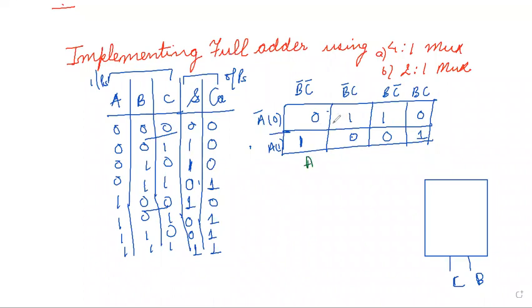In the second case, when A is 0, output sum is 1. And when A is 1, output is 0. So I put A bar because it is opposite to this. Similarly, for BC bar, it is again opposite to the values of A. So it is going to be A bar. And for BC, it is same as A.